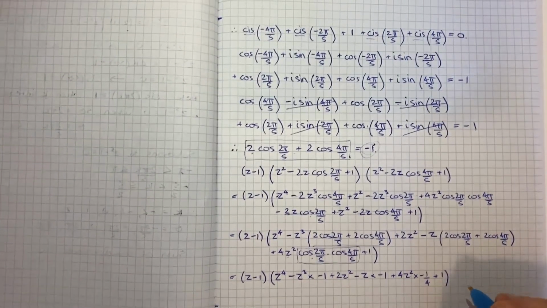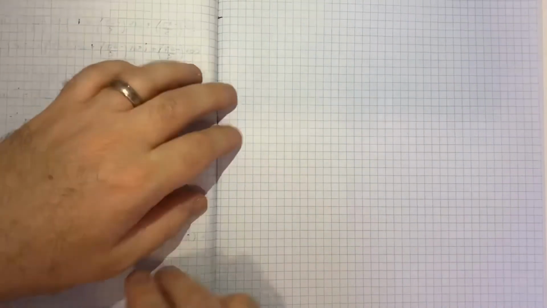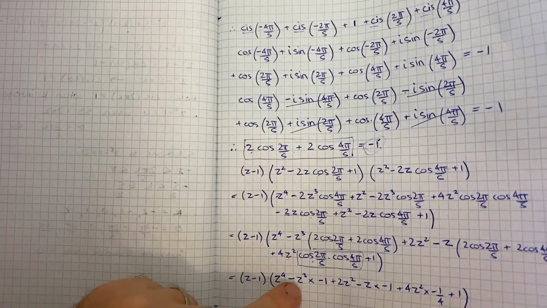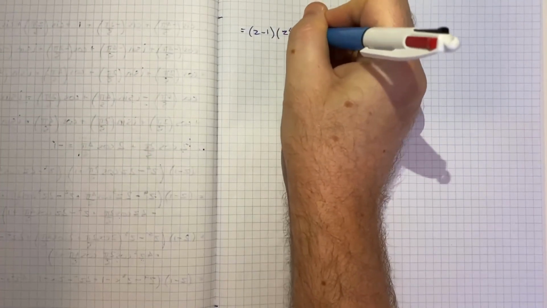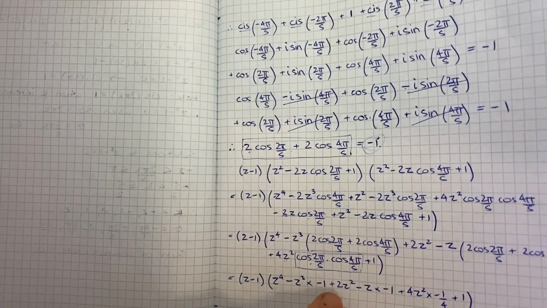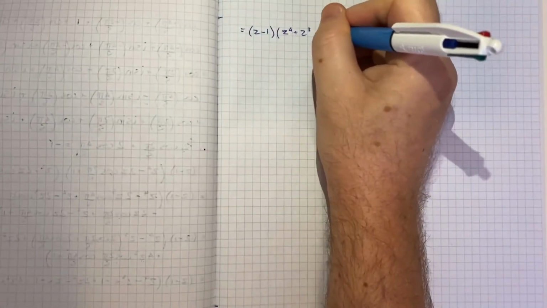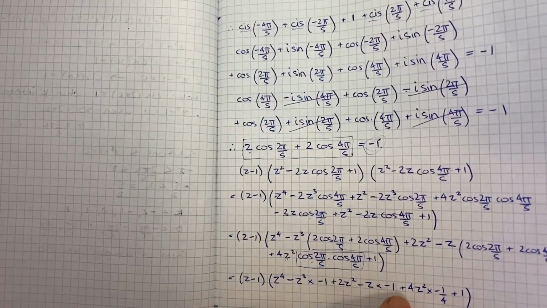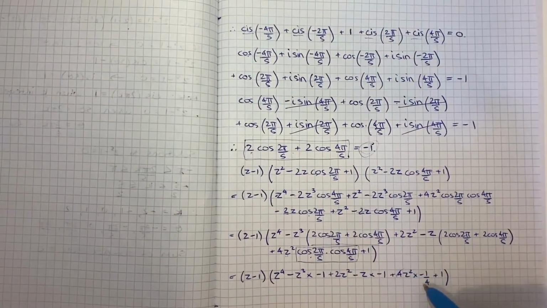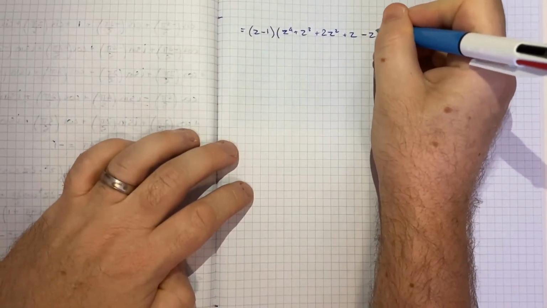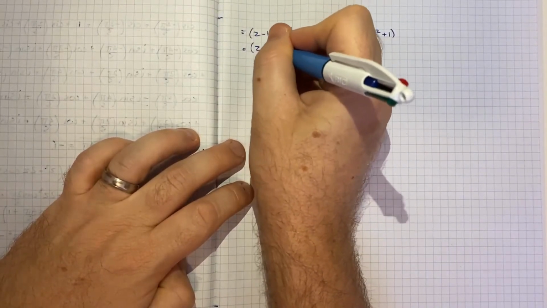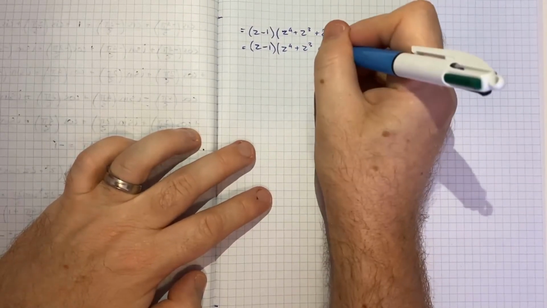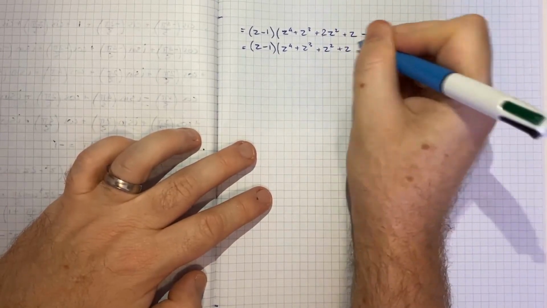So if I just turn over, we'll simplify this again. We'll get equals z minus 1 times z to the 4 plus z cubed plus 2z squared plus z, and the 4s will cancel, so we'll get minus z squared plus 1. So this will become z minus 1 times z to the 4 plus z cubed. The plus 2z squared minus z squared would become plus z squared plus z plus 1.